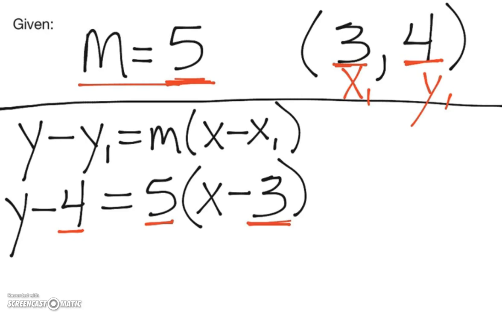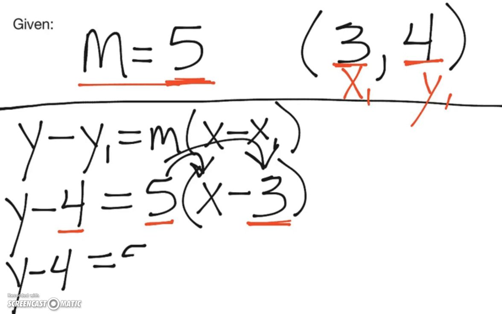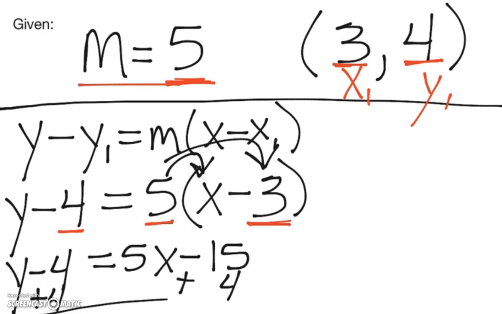Now we're ready to simplify. The first step is always going to be to distribute. So we have y minus 4 is equal to 5x minus 15. Next, we want to move the 4 away from the y, so I'm going to add 4 to both sides of my equation. And I end up with y equals 5x minus 11. This is my final answer. Let's try another.